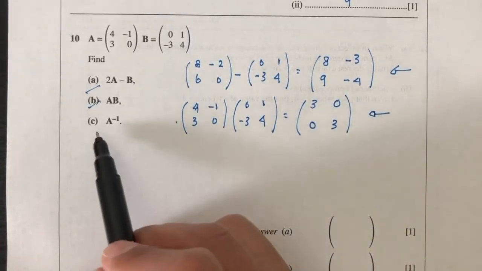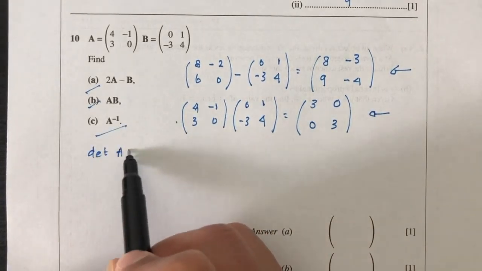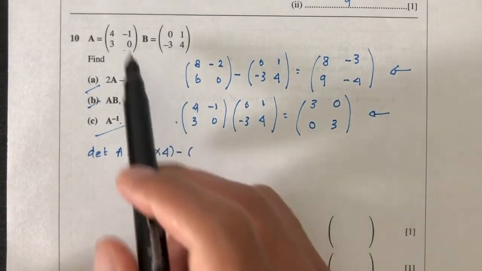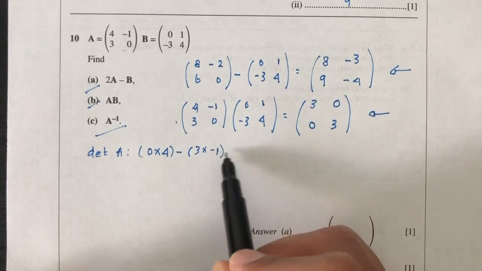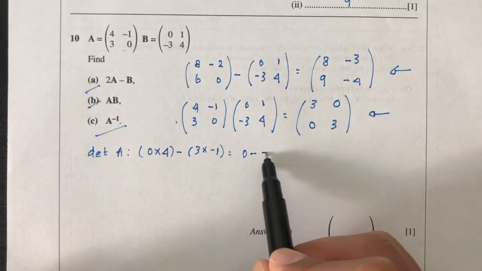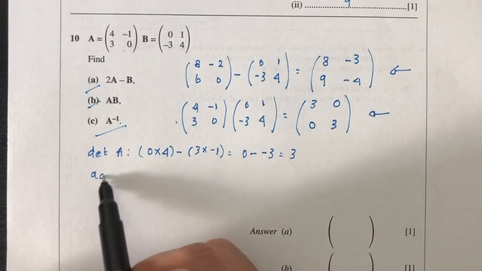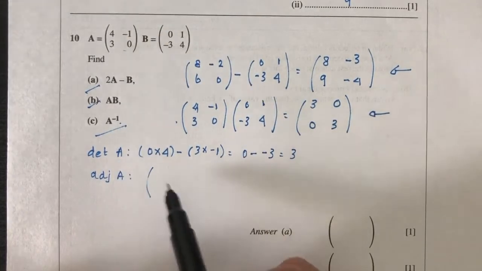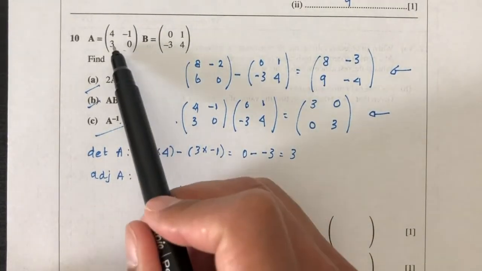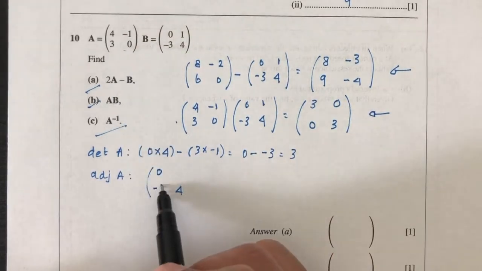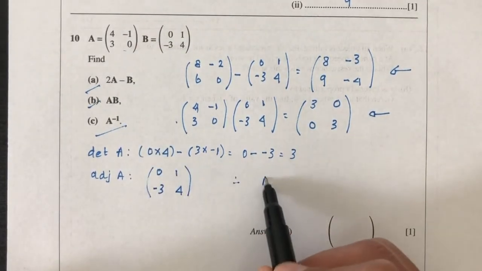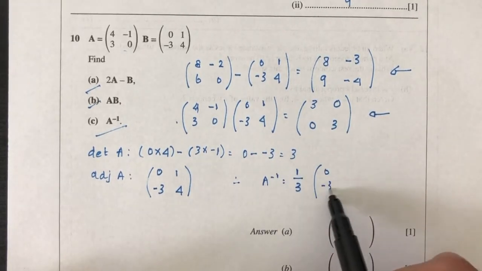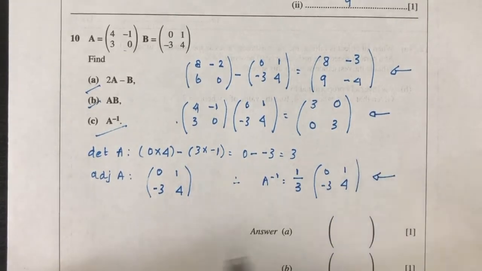Now for the last one, find A inverse. So we first have to find the determinant of A. So we have to cross multiply. So 0 times 4 minus 3 times minus 1. That will be 0 minus 3. That will be 3. Now we have to find the adjoint matrix of A, which is we have to switch these two. 0 goes up, 4 goes down, and we have to change the sign of those two. This becomes minus 3 and 1. So A inverse is equal to 1 over determinant times 0 minus 3, 1, 4. That is your answer for part C.